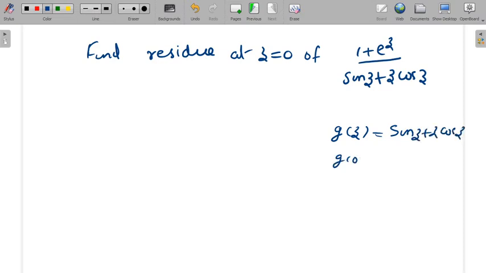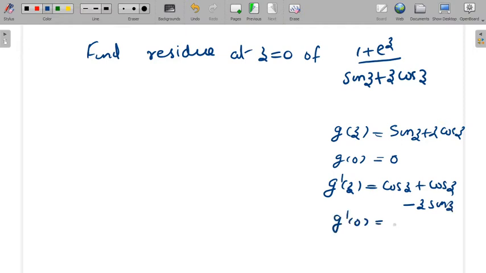Then obviously g of 0 is 0. Then g dash z is equal to cos z plus cos z minus z sin z. So g dash 0 is equal to 2. That means first order derivative is non-zero. So z is equal to 0 is a 0 of order 1.